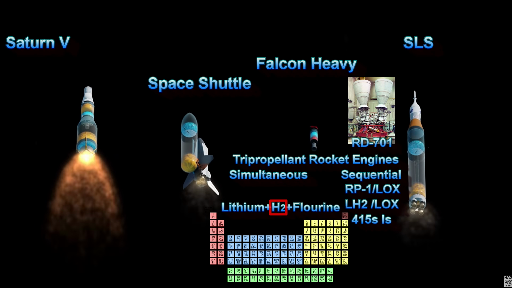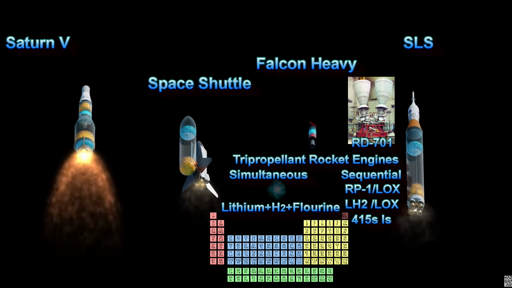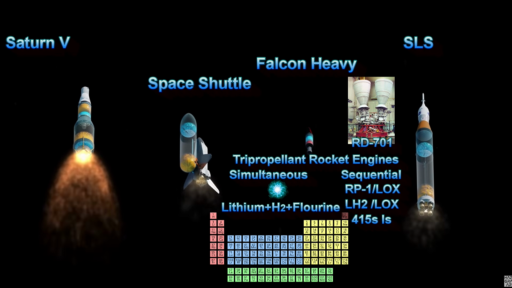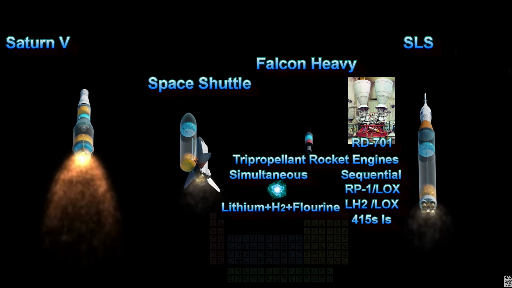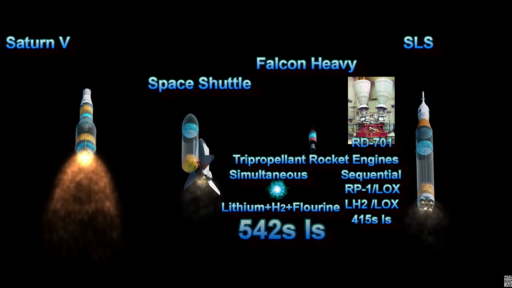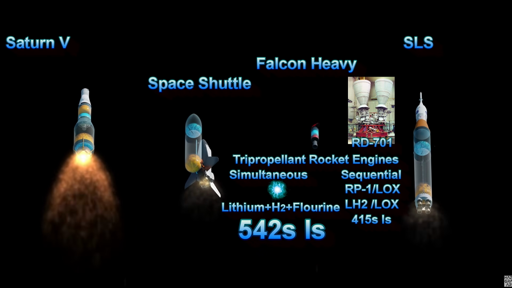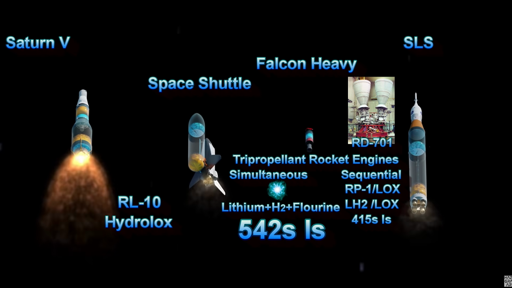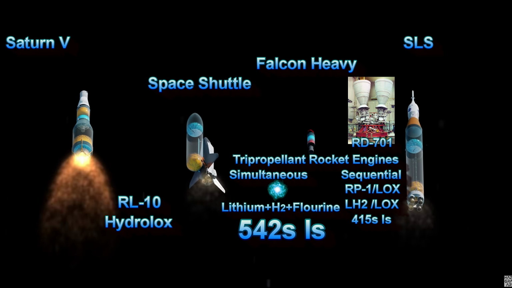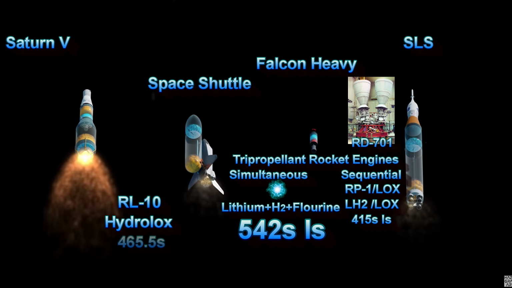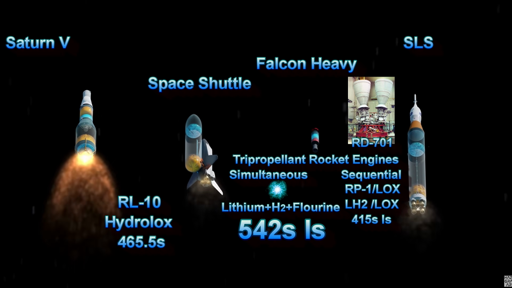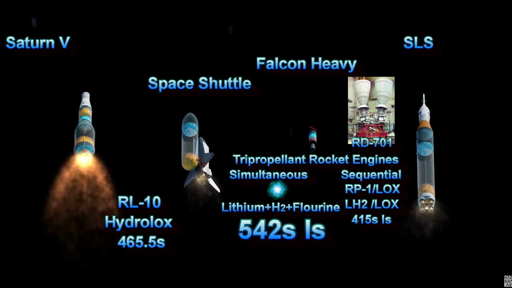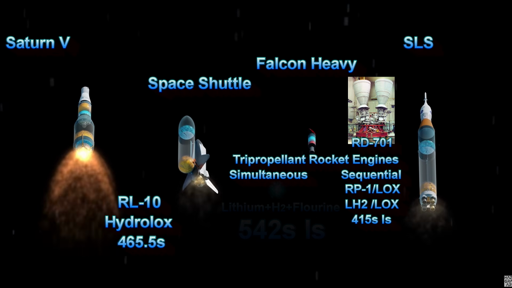If the lithium and fluorine burn at a very high temperature, and the hydrogen is heated and expelled through the exhaust, this can be an incredibly efficient engine, and it was. This engine produced a specific impulse of 542 seconds. If you'll remember, the most efficient hydrogen-fueled rocket engine ever, a version of the RL-10, produced a specific impulse of only 465.5 seconds. The tripropellant combination of lithium, fluorine, and hydrogen was, however, very toxic and difficult to work with.